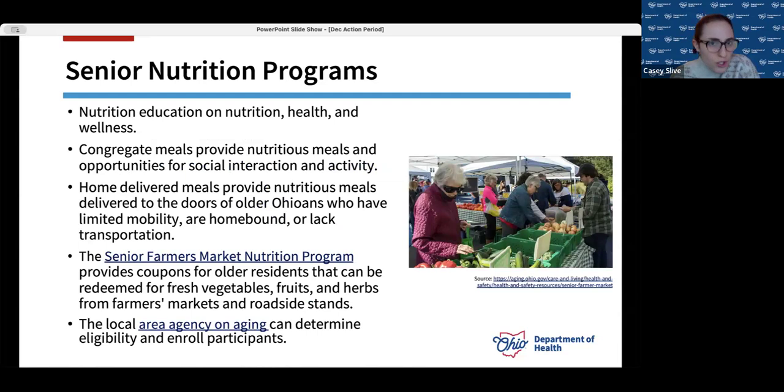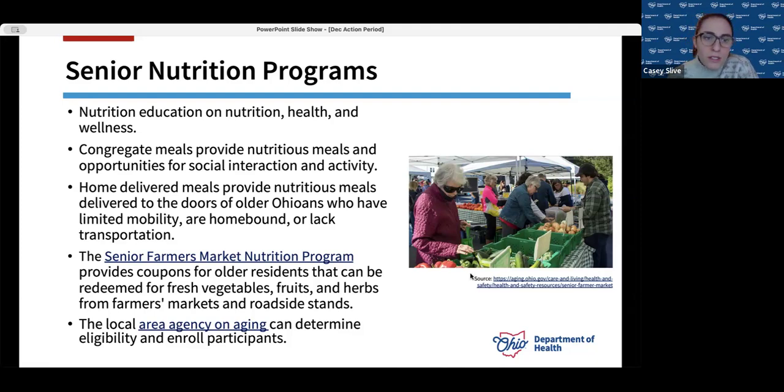Then we have the senior nutrition program. I know you all are primarily working with youth, but many of them have caregivers who are seniors, so I still want to cover this. There are several different senior nutrition programs focused on nutrition, health, and wellness. There are congregate meal programs that provide meals and opportunities for social interaction and activities. There are home delivered meals that provide nutritious meals to the doors of older Ohioans who have limited mobility, are homebound, or lack transportation, also commonly known as Meals on Wheels.